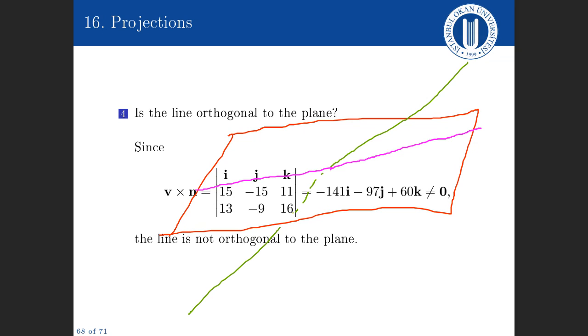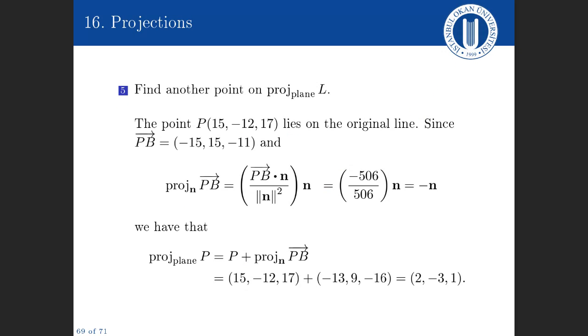We know that the line that we want, the purple line, passes through this point where the line intersects the plane. We know this point. We just need to find another point on the purple line. So step 5, find another point on the projection of the line onto the plane. We have the point 1, 5, minus 12, 17 on the original line. I'm going to project this point down onto the plane, just as you did before.